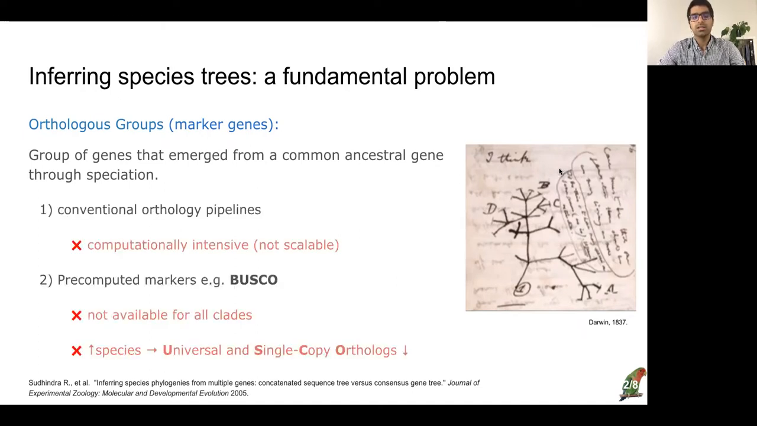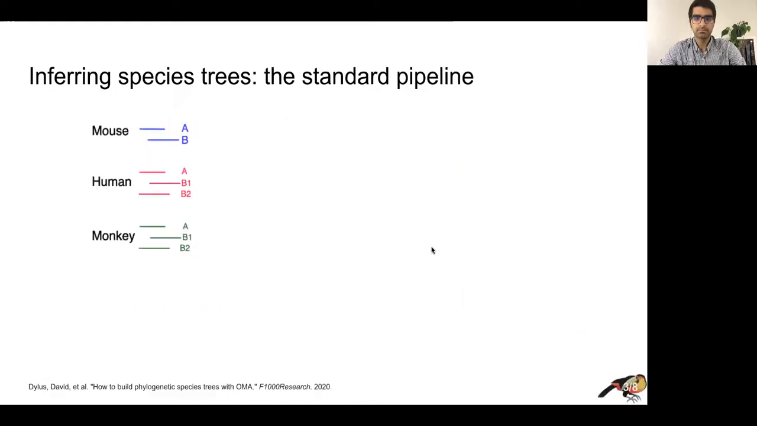We can use conventional orthology pipelines to identify marker genes, but these are computationally intensive and are not scalable. Alternatively, we can use pre-computed markers like BUSCO, but it might not be available for all clades. Another drawback is that by increasing the number of species, we will have less universal and single copy orthologs.